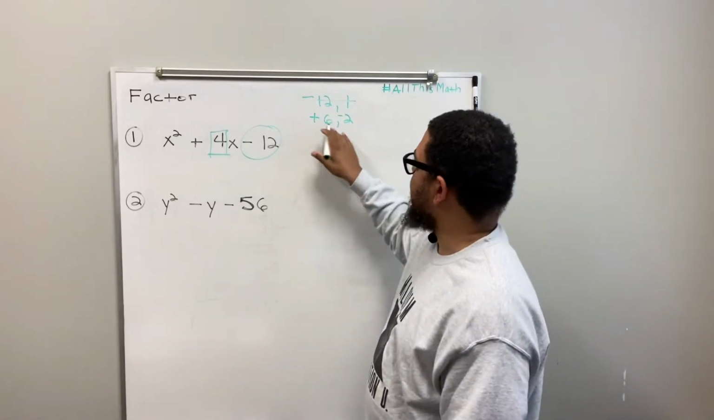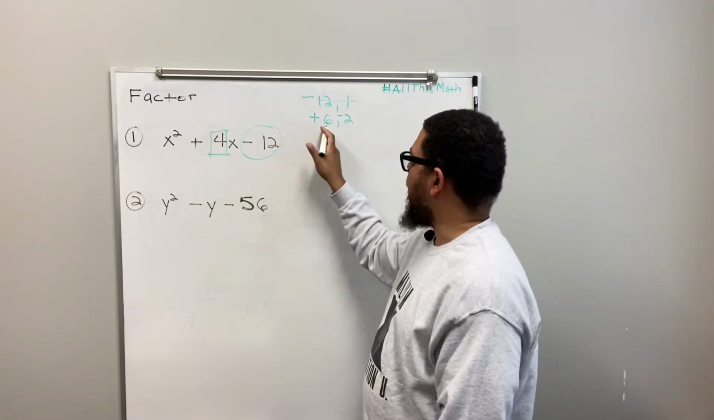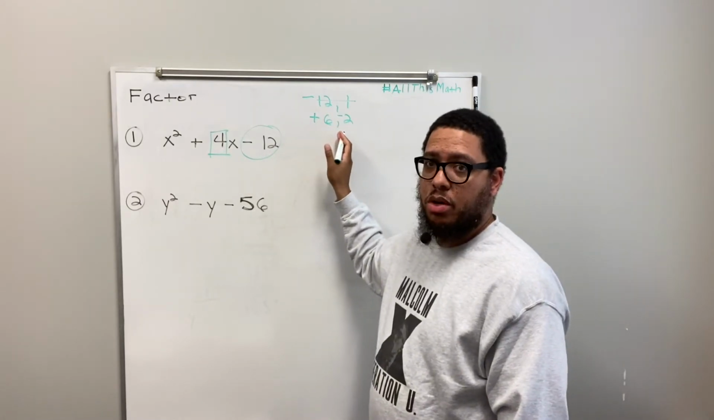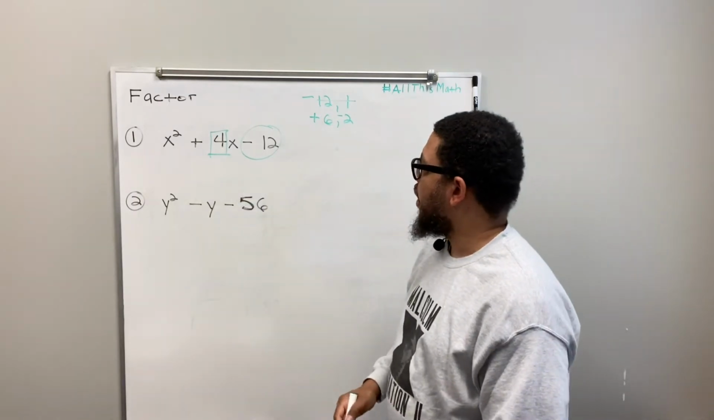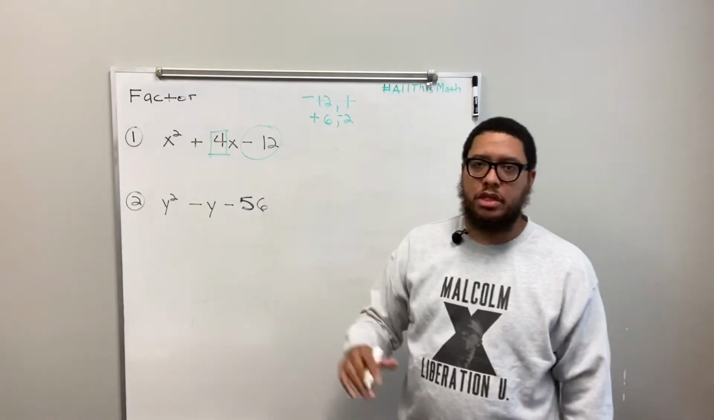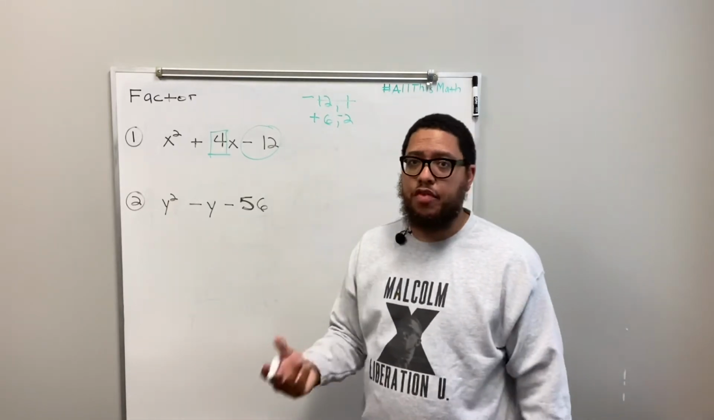So we got positive 6 and negative 2. Positive 6 times negative 2 is still negative 12. And positive 6 plus negative 2, or think of it as 6 minus 2, is equal to positive 4. Now, I don't need to worry about any other factors of negative 12. I don't need to worry about negative 4 and 3. I don't care about that. I already found the 2 factors that I need.